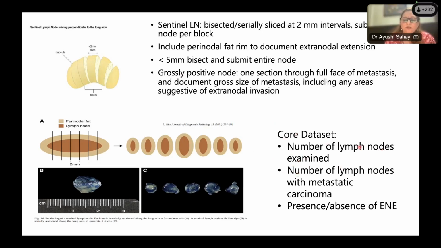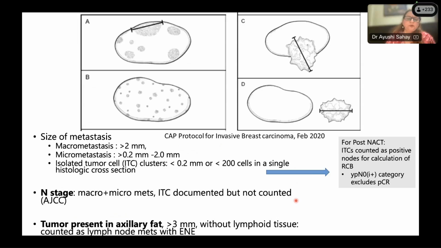You have to give the number of lymph nodes you have examined, the number of lymph nodes with metastatic carcinoma, and the presence or absence of extranodal extension in your report. And again, size of metastasis. What do you consider as the size of metastasis? As per AJCC, the largest contiguous focus of tumor is considered as the size of metastasis, whether it is present within the node completely, or present half inside, half outside the node. This is the largest size of metastasis.